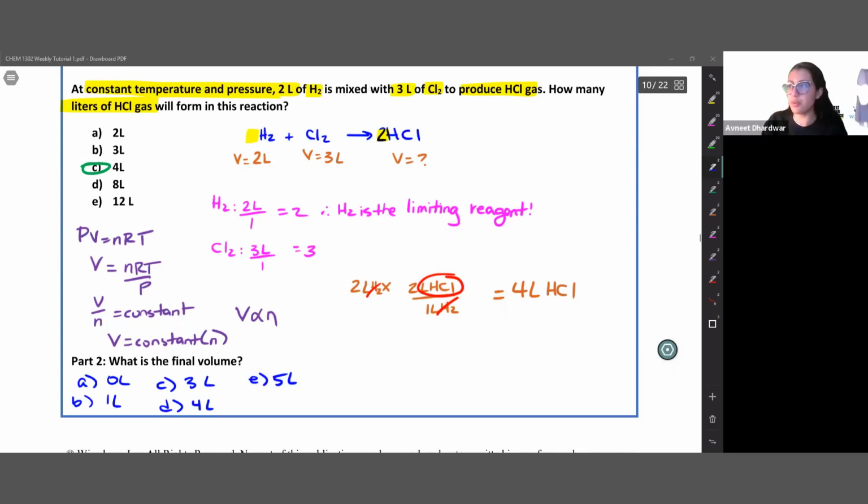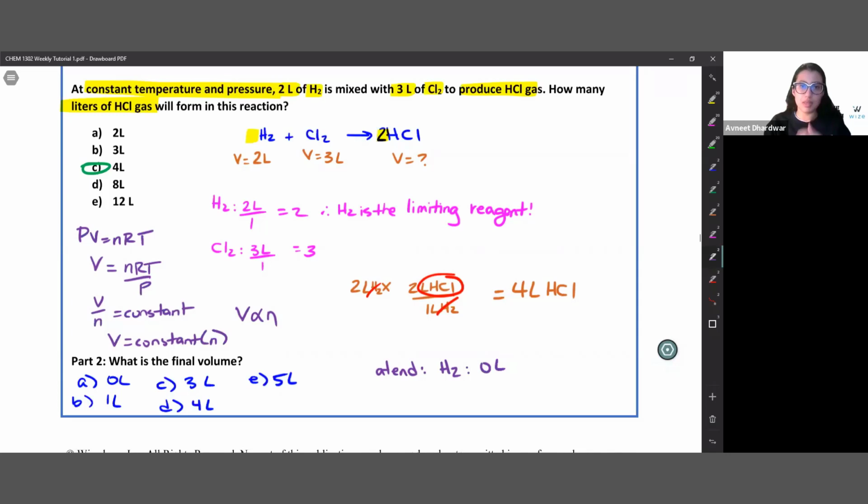Okay, so let's see how we would calculate this. So here we had a limiting reagent, which was hydrogen. And so that means that from this reaction, we're actually going to completely get rid of all of the hydrogen. It's going to completely react. And so at the end of the reaction, the amount of hydrogen you have is 0 liters. It's completely reacted.